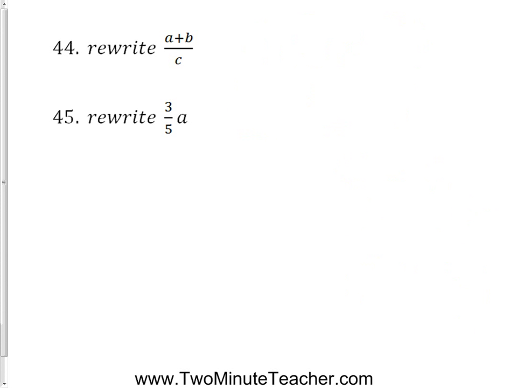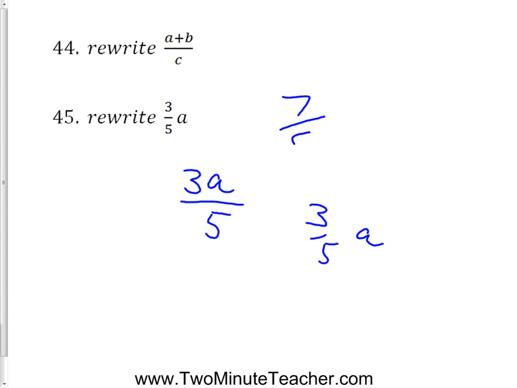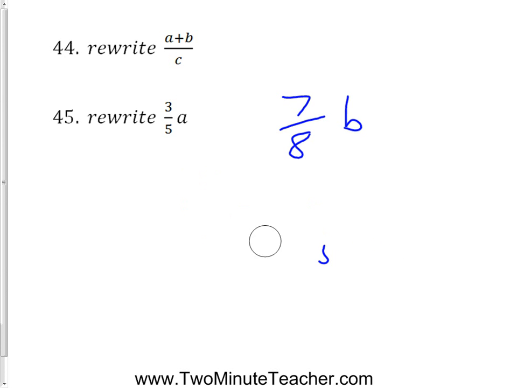to rewrite 3/5 a. This is just a crucial thing to understand as you get into algebra. You need to know that that's the same as 3a over 5. See, sometimes you'll see that in a problem, and it's much more handy to know that it's 3/5 a. Okay, so they're the same thing. So what if it had been 7/8 b? Well, that's the same as 7b over 8. Sometimes that'll be a handier thing to substitute.